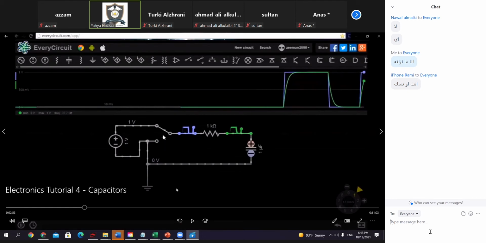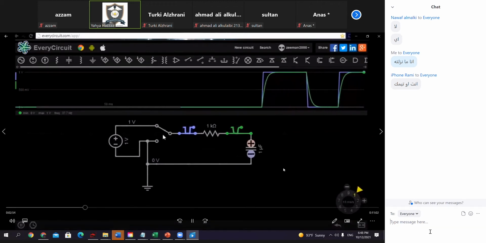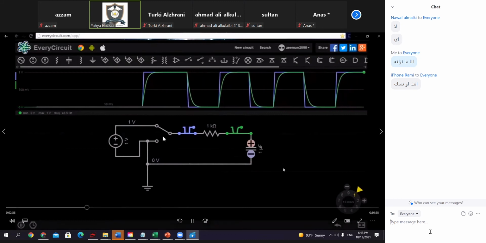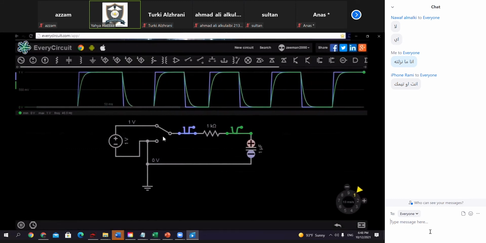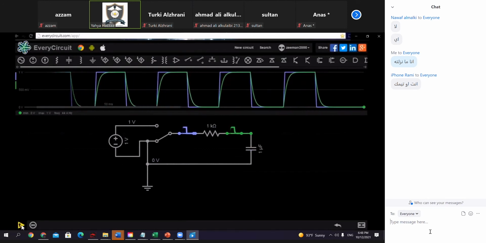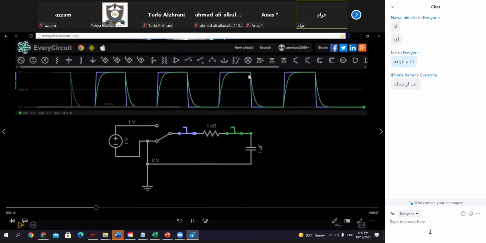And 1 volt. But notice how the green waveform takes more time to reach the full voltage. Let's pause the simulation so we can examine the waveform. When the switch is connected to the 1 volt line, the capacitor charges up. When the switch is connected to the ground line, it discharges.